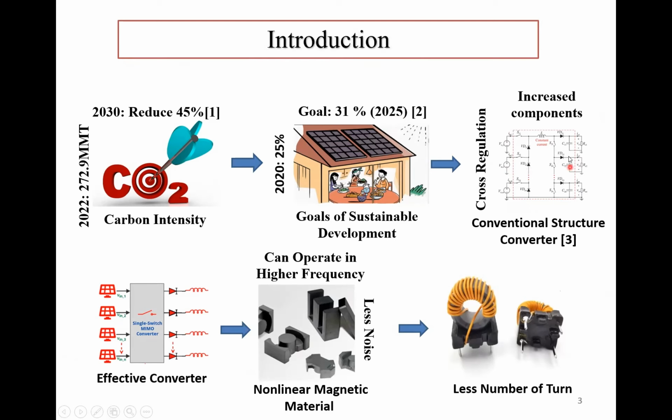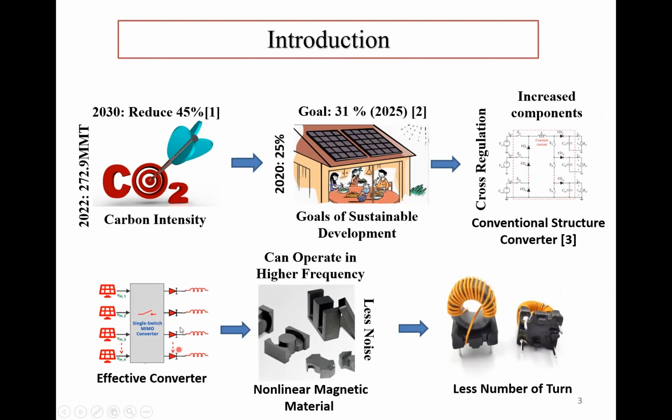So this is the conventional structure of the converter, where we can see they are using a single inductor, but they are using multiple switches. We know that as they are using multiple switches, the converter size will increase, and as they are using a single or shared inductor, there will be a cross regulation problem.